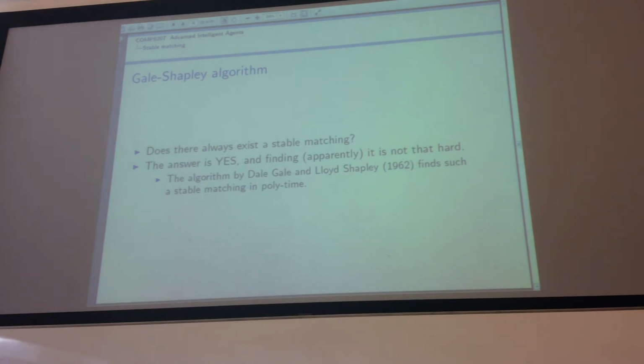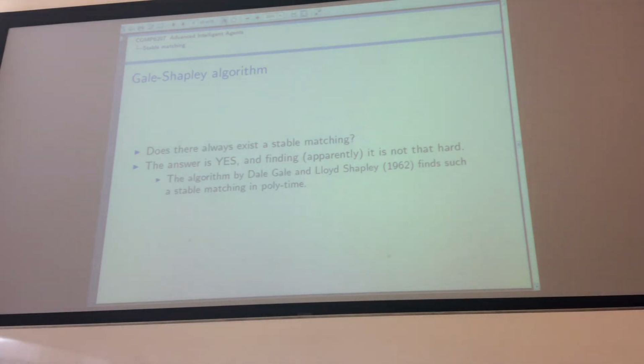So it seems to be difficult to come up with such a thing. Mathematically speaking, no, it's good. First of all, such a thing always does exist. And moreover, you actually can find it in polynomial time. The algorithm was proposed by Gale and Shapley, and it's the same Shapley that we heard about in cooperative games.